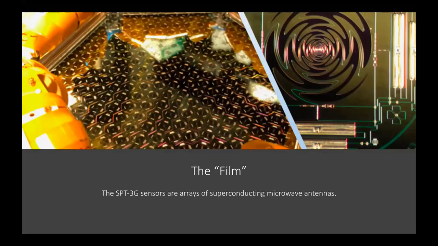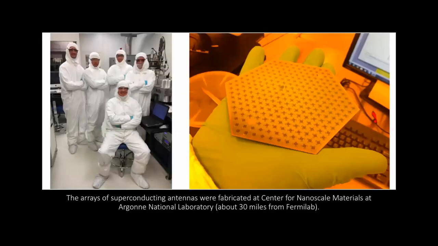But that's the cryostats. So what about the film? The film is the superconducting microwave antennas, and those are fabricated at the Center for Nanoscale Materials at Argonne National Lab. Fermilab has no nanofabrication capabilities. Like we got the Dark Energy CCDs from Lawrence Berkeley Lab, and we got the superconducting antennas for the South Pole Telescope from Argonne National Lab, and similarly for many other projects. So we don't actually do semiconductor fabrication at Fermilab.